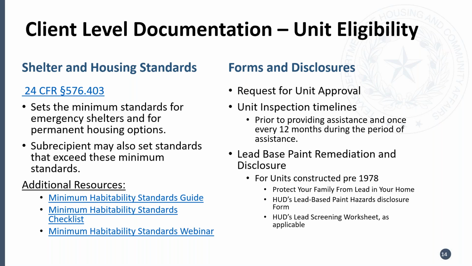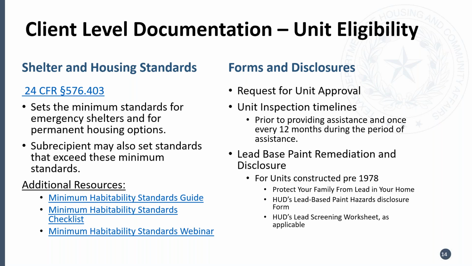A participant receiving rental assistance must also include a request for unit approval, which the subrecipient can create on their own. This form serves as a request by the tenant or the subrecipient to calculate utility allowance and inspect the rental unit for occupancy. Prior to providing rental assistance, subrecipients must inspect the dwelling unit in order to certify the unit meets the minimum habitability standards under Section 576.403(c). An inspection must be conducted at least once every 12 months during the period of assistance in order to confirm the housing continues to meet the minimum housing standards.